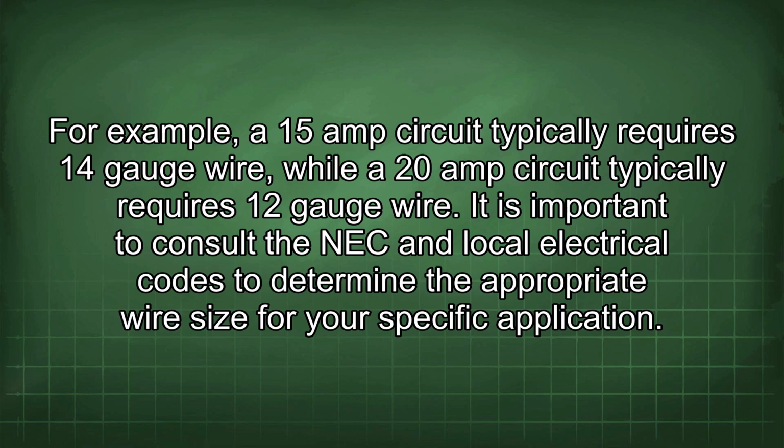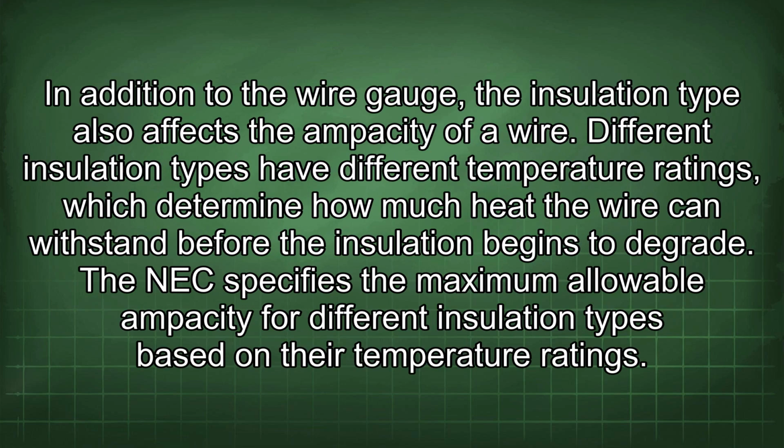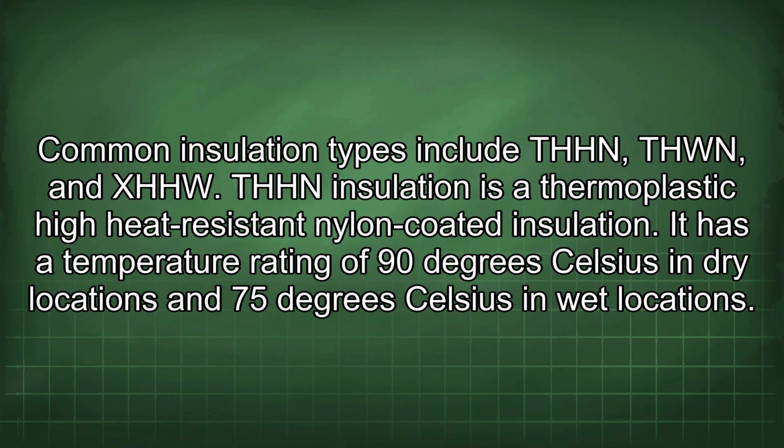specific application. In addition to the wire gauge, the insulation type also affects the ampacity of a wire. Different insulation types have different temperature ratings, which determine how much heat the wire can withstand before the insulation begins to degrade. The NEC specifies the maximum allowable ampacity for different insulation types based on their temperature ratings. Common insulation types include THHN, THWN, and XHHW.